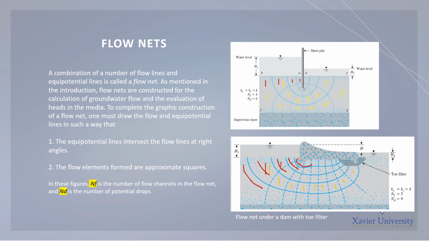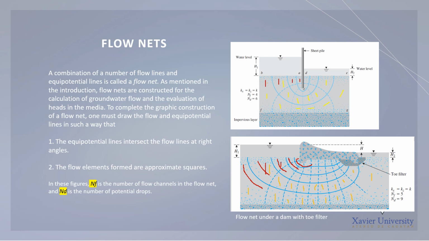So nine daw ka number of potential drops, or nine daw ka approximate squares, ang naa sa isa ka flow channel. So if we're going to verify that one, let us consider this outer flow channel. Let us count the number of squares, which is equal to the number of potential drops. So that is 1, 2, 3, 4, 5, 6, 7, 8, 9. So equal lagi siya, the number of drops is just equal to the number of drops with other flow channels.